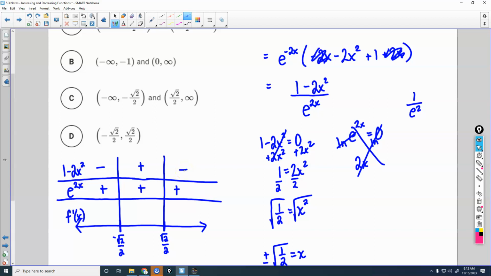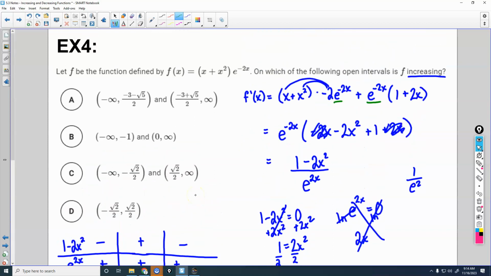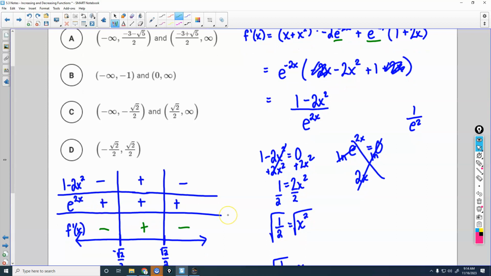It does not always flip back and forth, negative, positive, like that, but it does a lot of times. So for our derivative here, we got negative, positive, negative. What did they ask us for? Increasing or decreasing here? Increasing. So what would our answer be for this one? D. Okay, questions?